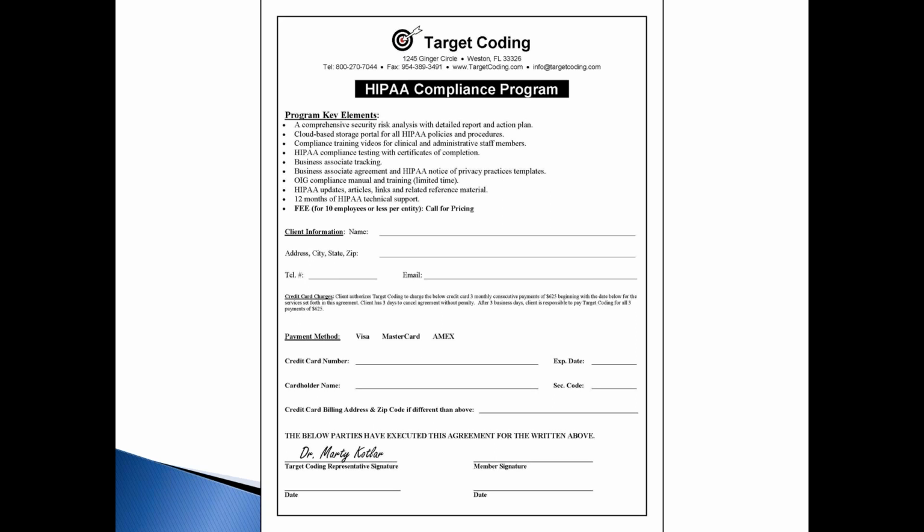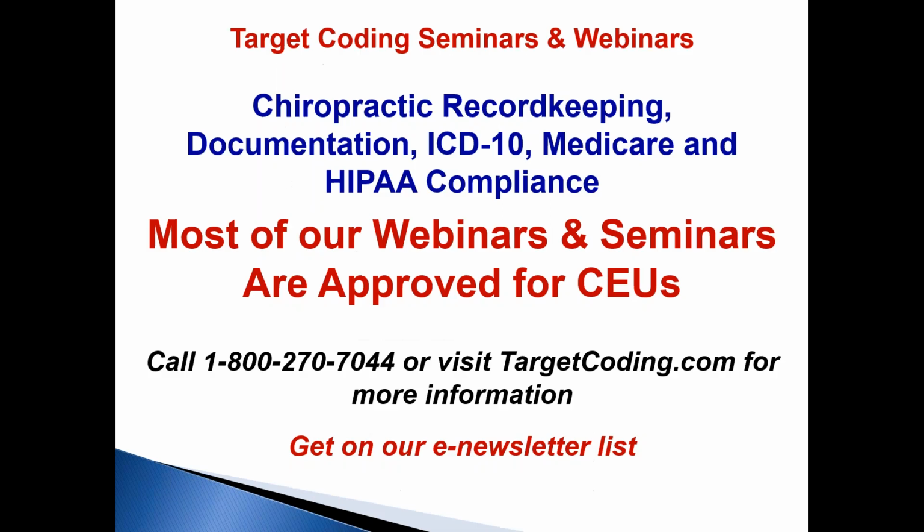We have compliance training videos for all your staff members. If you want to take a little test, you can get a nice little certificate. You can print it out, put it on your wall. We help you track your business associates. The HIPAA program includes OIG. OIG does not include HIPAA, but HIPAA includes OIG. You get updates and $100,000 of cyber liability insurance, and that's what HIPAA is about. It's all about cyber liability.